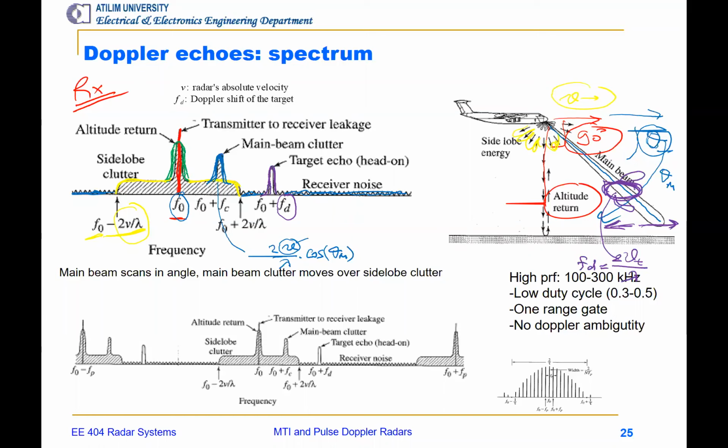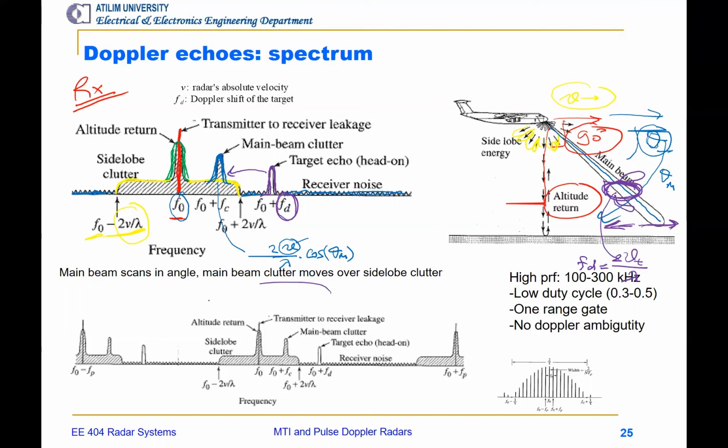So in order to see the target, we have to have a Doppler shift which should preferably be out of the side lobe clutter, so that we can detect it. If this is inside the side lobe clutter, then it may not be possible to detect that target, because the target echo might be less than the side lobe clutter echo, and then we cannot detect the target.